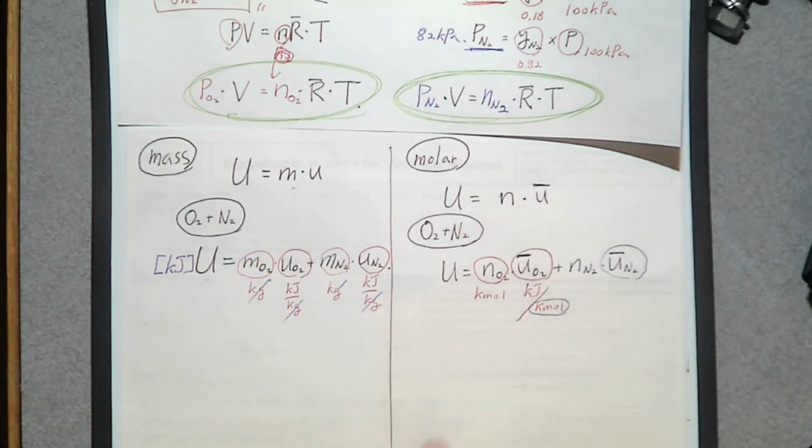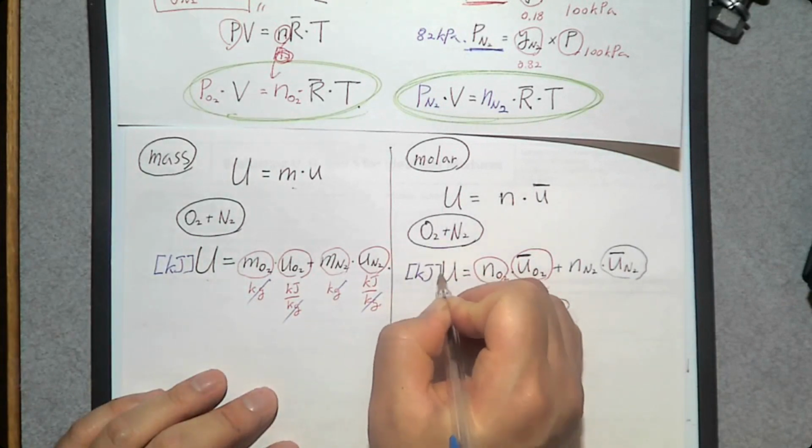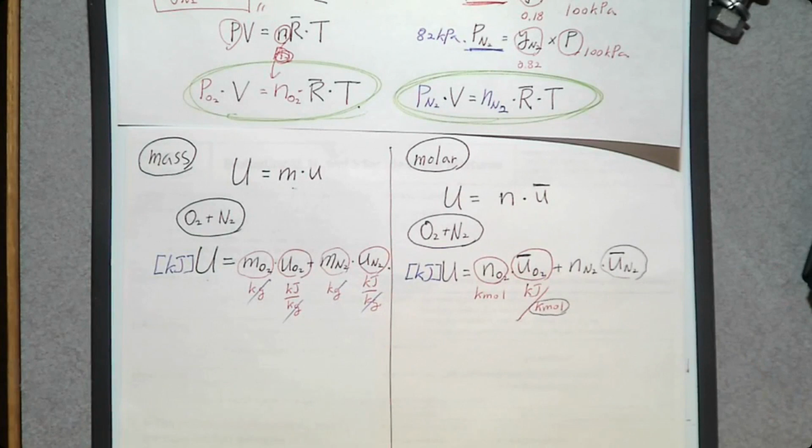Then what is the unit of this capital U? Just kilojoule. Do we have to add a bar on top of it? No. This one is the same as this one, because this one is not divided by mass. This one is not divided by kilomole. Only the specific property is divided by either mass or kilomole. So we have to add a bar to distinguish between mass basis or molar basis.